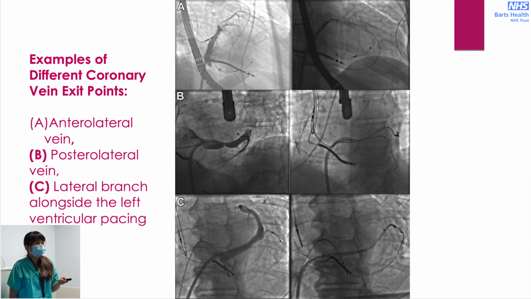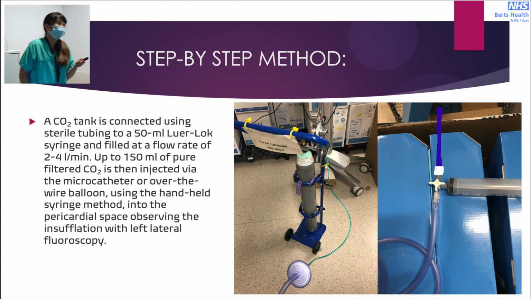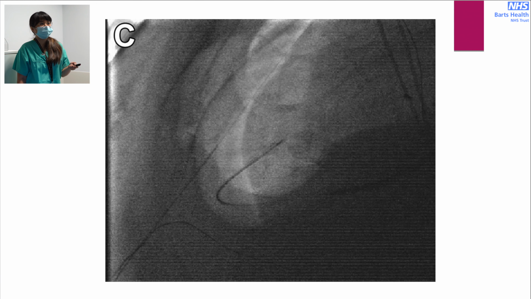And next, the CO2 tank will then be connected via the sterile tubing, as I have shown you a while ago, into the 50 ml Luer-Lock syringe, and up to 150 ml of pure filtered CO2 will then be injected through the microcatheter using the handheld syringe method into the pericardial space, observing it via X-ray. So this is the setup again, sorry. And that's how it should look in X-ray. So that's your pericardial space with the CO2 insufflation.